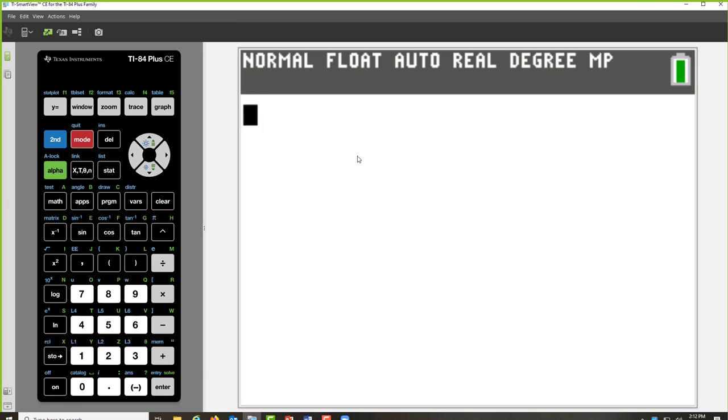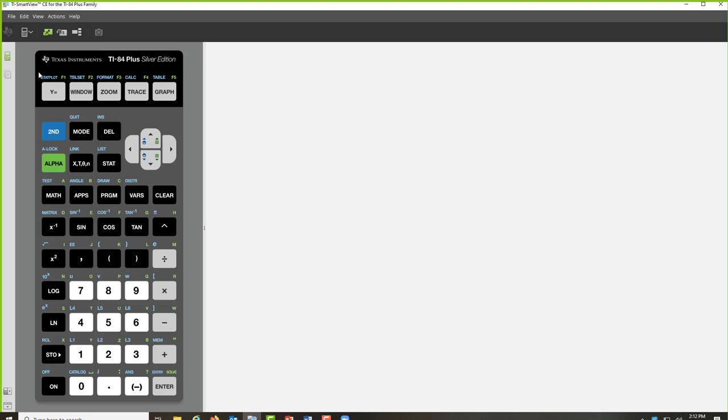This is the software, the TI SmartView CE for the TI-84 Plus family. Now, if somebody were to be watching this after this recording and they don't have the CE, what's great about the software is you do have the ability to change between the models. Sometimes kids have hand-me-downs in their family, and the 84 Plus was the cutting-edge technology. You can just simply change it to the TI-84 Plus.